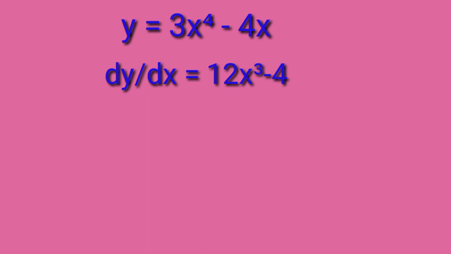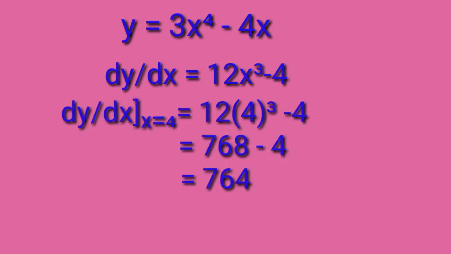Then you have to find the slope at x is equal to 4. That means we have to find dy by dx at x is equal to 4. Then substitute 4 for x here. So it becomes 12 into 4 cube minus 4. 12 into 4 cube is 768. 768 minus 4 is 764. So the answer is 764.